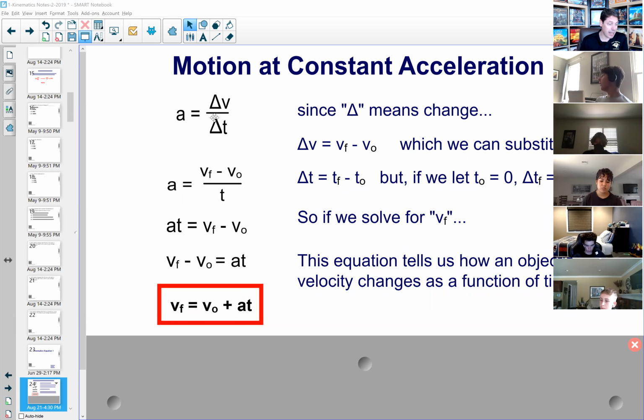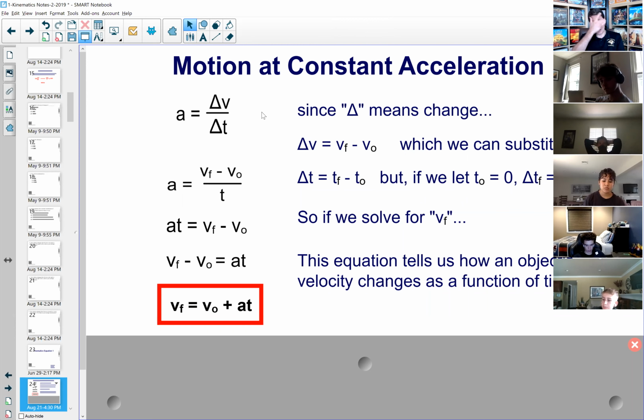And you can see it came from the equation for acceleration. I mean, this down here is the same as the definition of acceleration. We've just substituted some different variables and we've solved it for final velocity. But it's the same thing mathematically. We've derived this equation from the definition of acceleration.